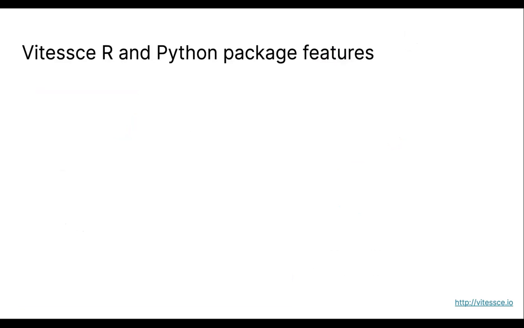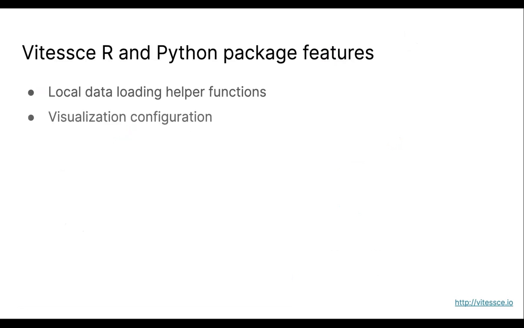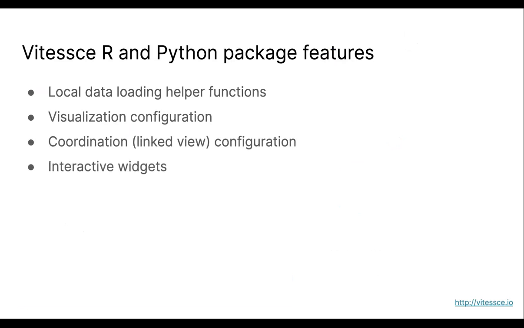The main features of these packages are functions for loading local datasets stored in commonly used single-cell data structures and file formats, functions for configuring the grid of visualization components, functions for coordinating parameters across multiple linked visualizations, interactive widgets for using Vitessce directly in Jupyter Notebooks, RStudio, and R Shiny apps, and functions for helping you to export datasets and visualizations to the cloud using object storage systems such as AWS S3.